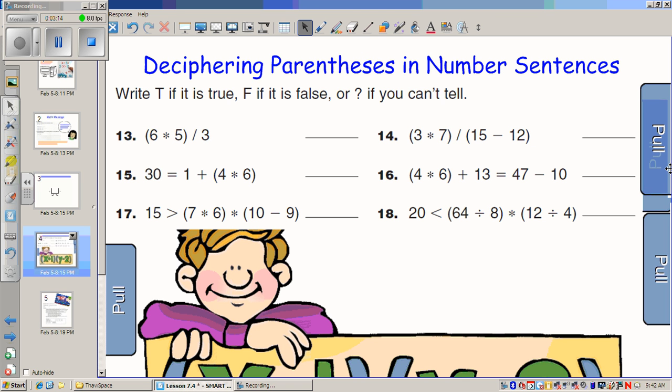Next it says 30 equals 1 plus 4 times 6. So I have to do parentheses first. 4 times 6 is 24, plus 1 is 25. So that would be false. On the first one, I don't know if it's true or false because I'm not sure what they're asking us for. Okay. Try number 15, 17, and also 14, 16, 18, and 17, okay? We'll work on more of them in class as well.